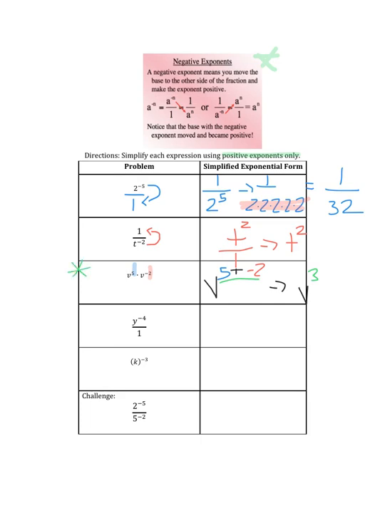We'll continue with the one below, and in the one below we have y to the negative fourth over 1. Once again, move your term across the fraction bar to make the negative exponent positive. Y to the positive fourth power.